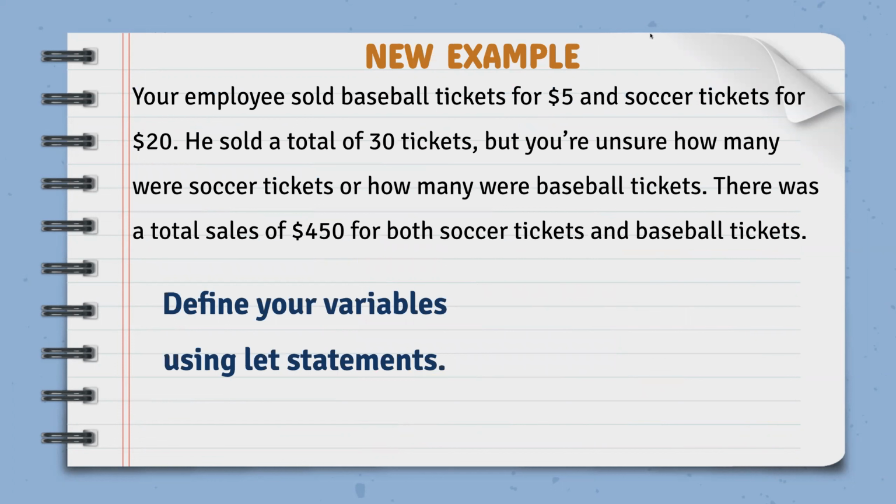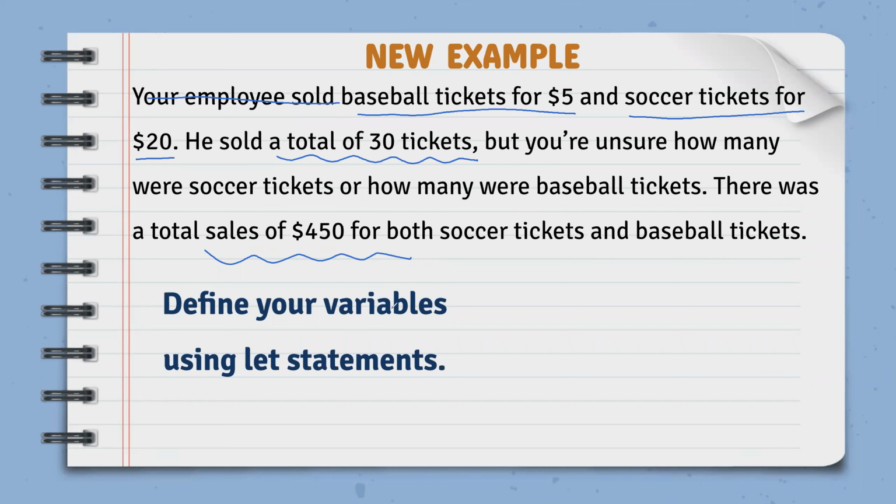Your employee sold baseball tickets for $5. So let's start seeing what's important. I don't care about my employee. I do care that baseball tickets were $5, and I do care that soccer tickets were $20. I also care that he sold a total of 30 tickets. But you're not sure how many were soccer tickets, how many were baseball tickets. And there were a total sale of $450 for both soccer tickets and baseball tickets.